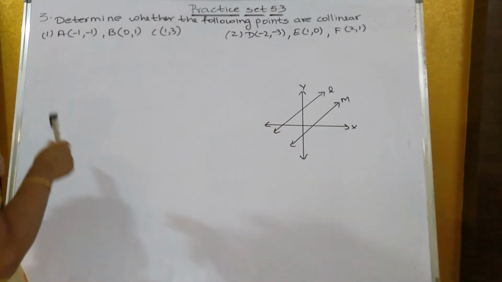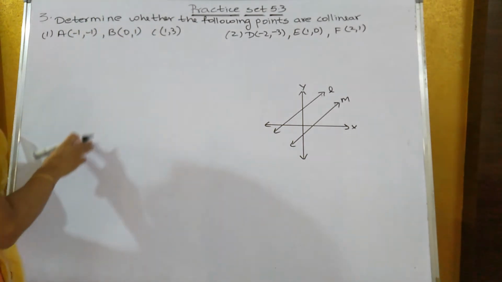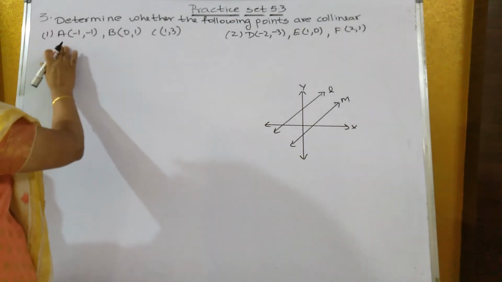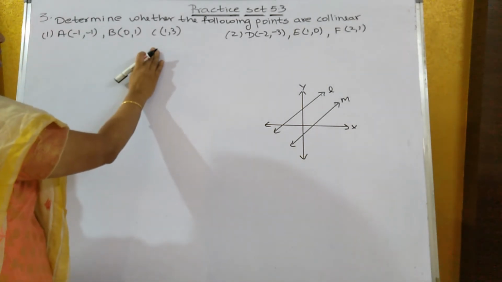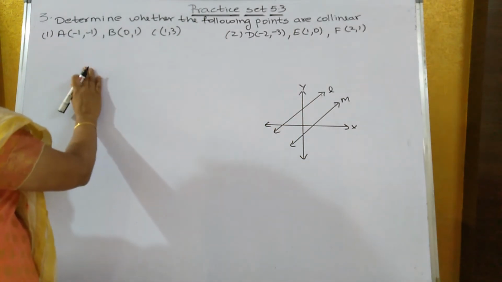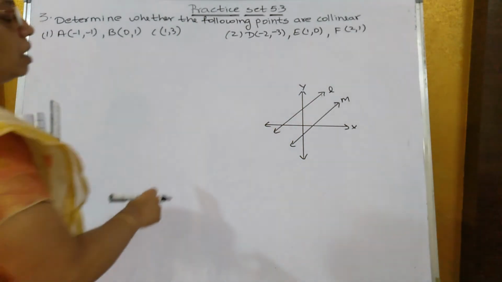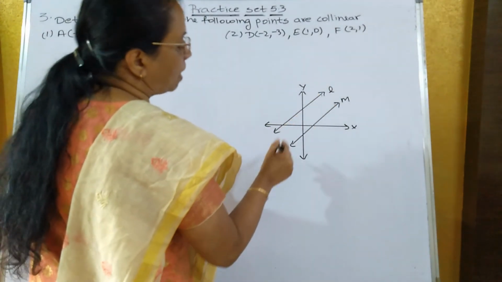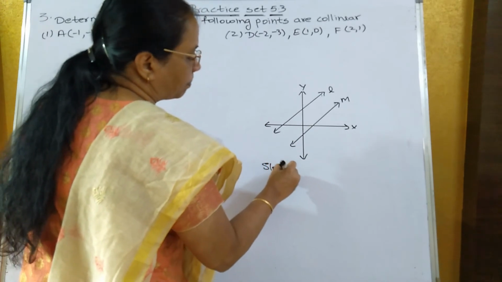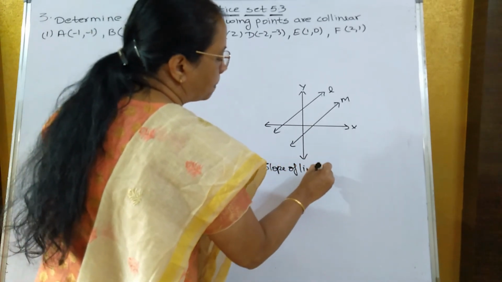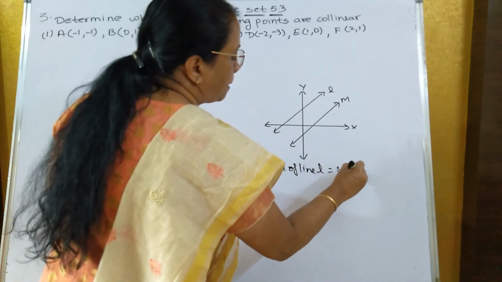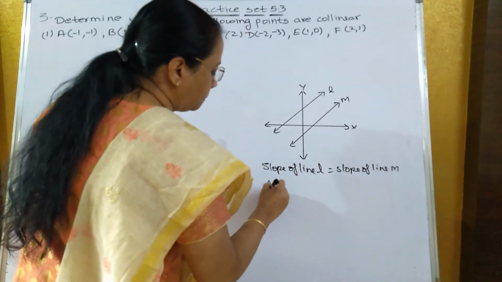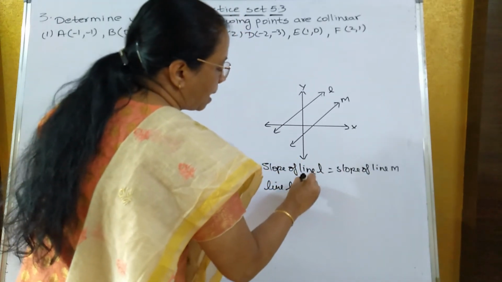Now the third sum, determine whether the following points are collinear. In order to find out whether the points are collinear, we have to find out the slope of AB and slope of BC. If both are equal, then they are collinear. If they are not equal, then they are not collinear. Now one more thing: supposing there are two lines L and M, and if slope of line L is equal to slope of line M, then line L is parallel to line M.